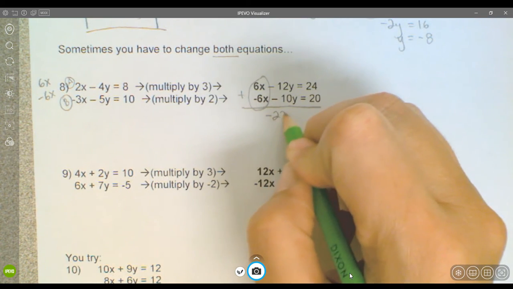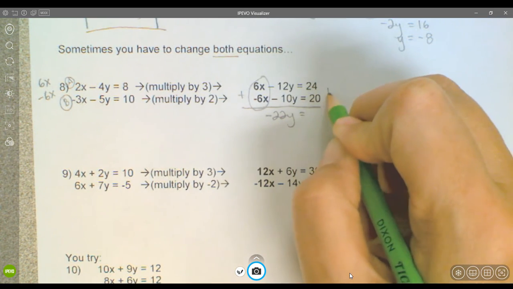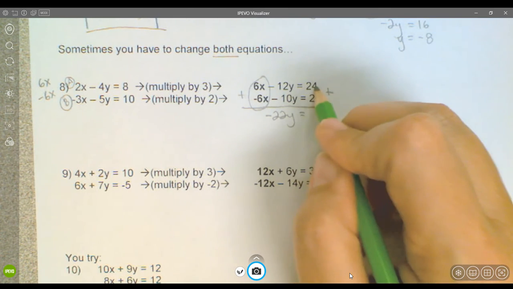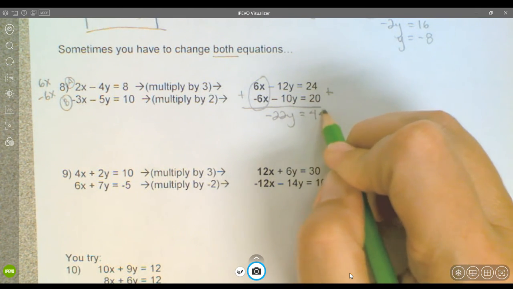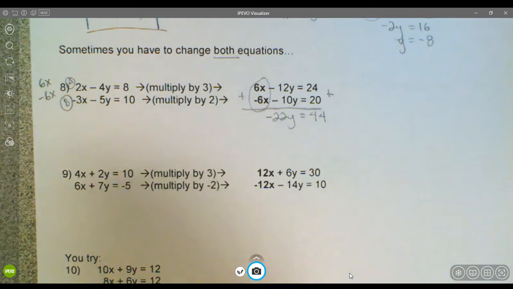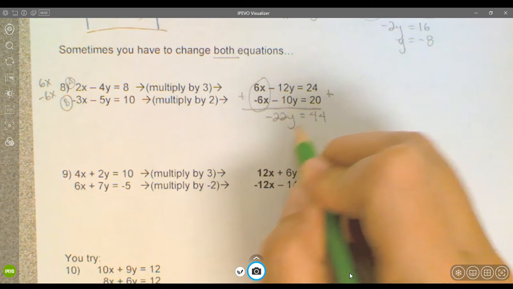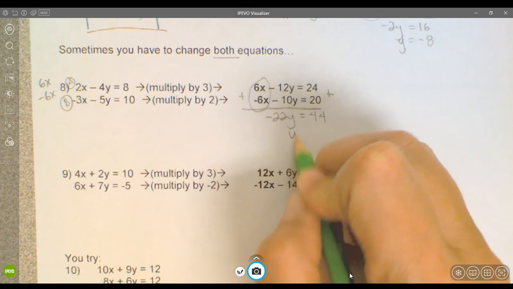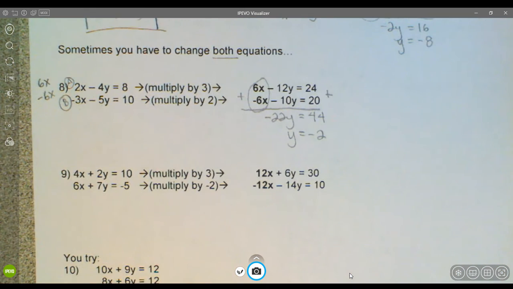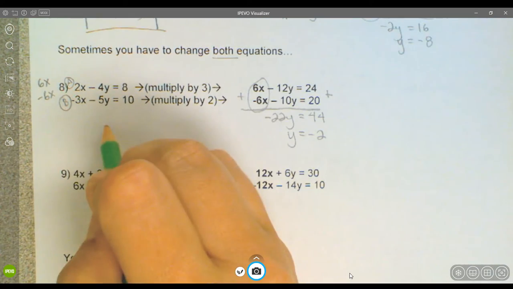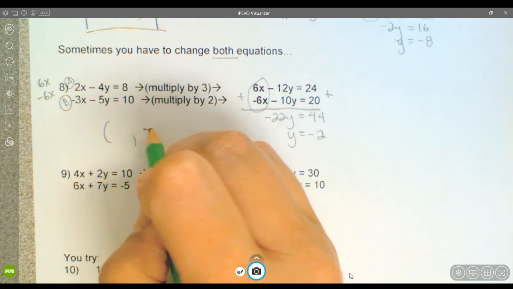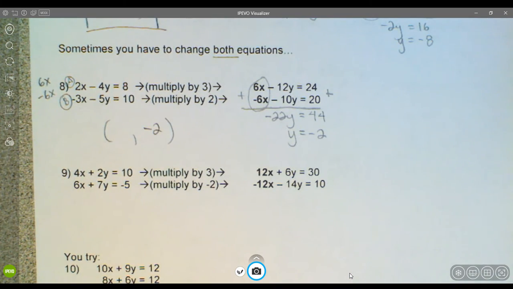I'm left with negative 22y. When I add these, 24 plus 20 is 44. Okay, so negative 22y equals 44. When we divide by negative 22, we find that y equals negative 2. So now I've got to find the value of x because I know it's something comma negative 2.